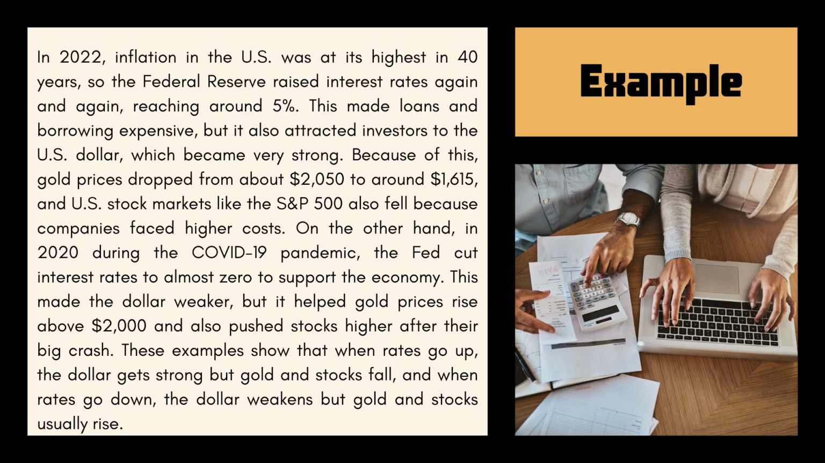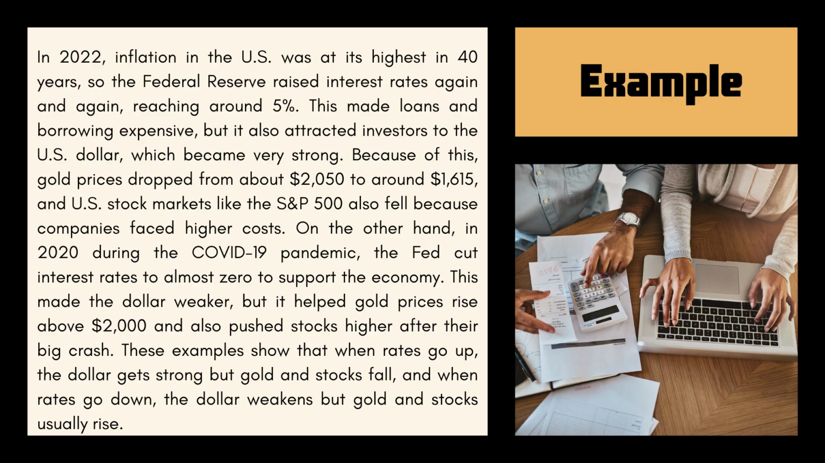In 2022, inflation in the U.S. was at its highest in 40 years, so the Federal Reserve raised interest rates again and again, reaching around 5%. This made loans and borrowing expensive, but it also attracted investors to the U.S. dollar, which became very strong. Because of this, gold prices dropped from about $2,050 to around $1,615, and U.S. stock markets like the S&P 500 also fell because companies faced higher costs.